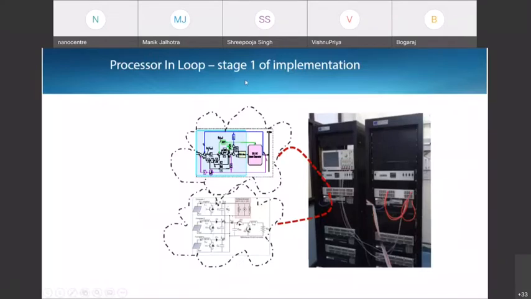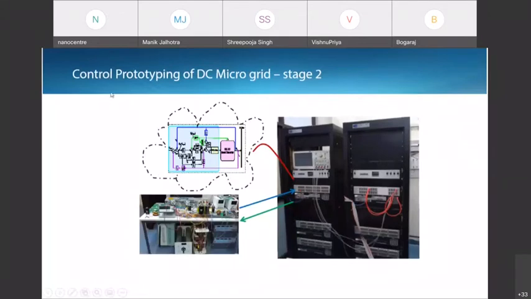After they had implemented stage 1 of their testing, they wanted to go for the control prototyping of the DC microgrid. Now their physical side, I mean their converter side, is transferred into the physical world, and we can see they had their entire DC-DC converters and their sources on the physical side, whereas they again had their energy management system dumped onto the real-time simulator. So the RCP stage of the DC microgrid was done by the IIT Jodhpur people.